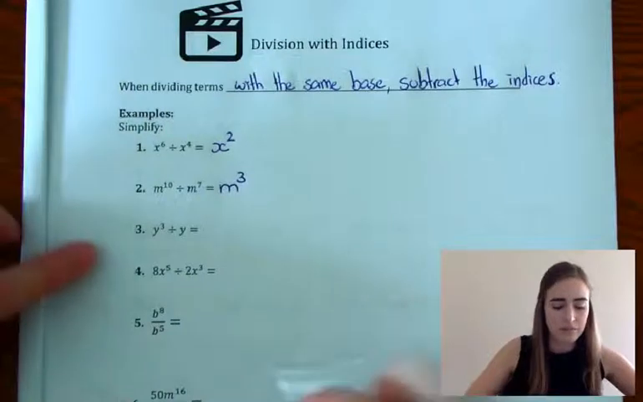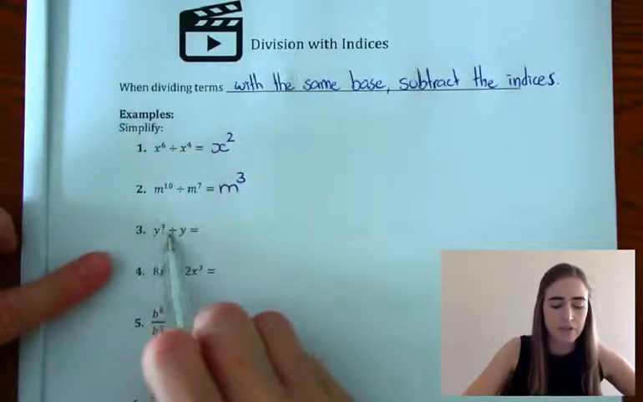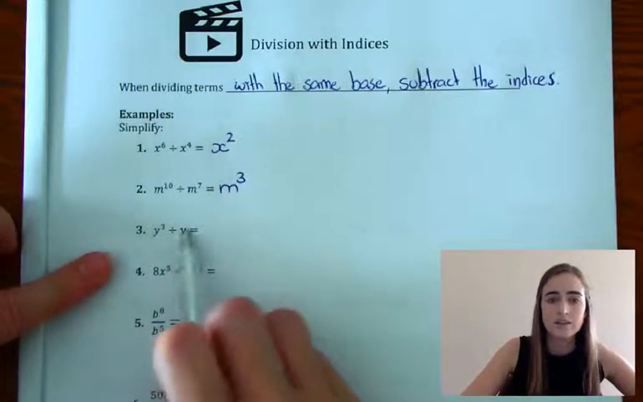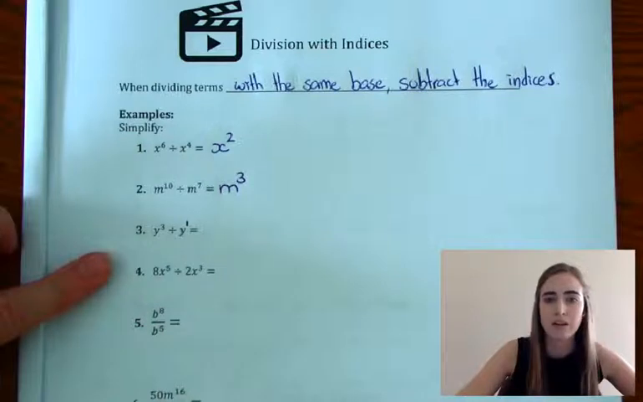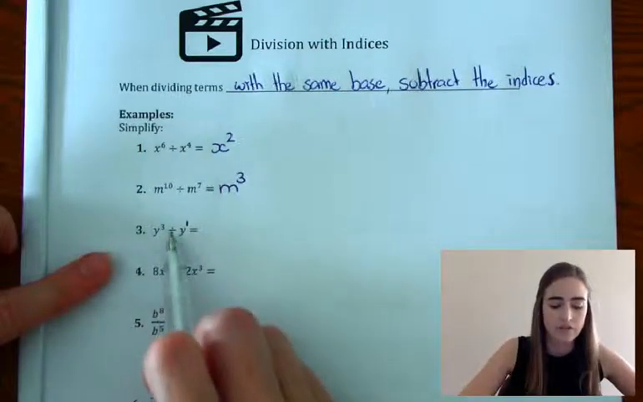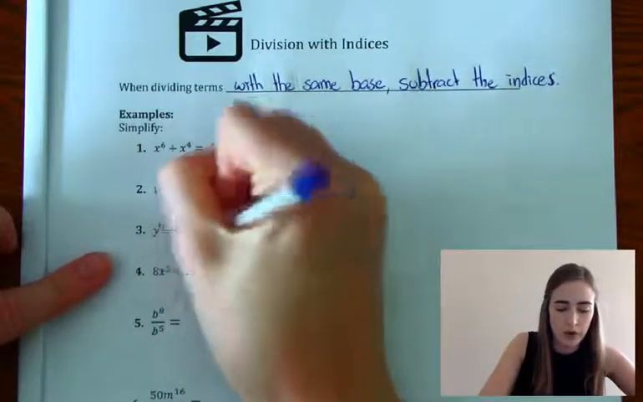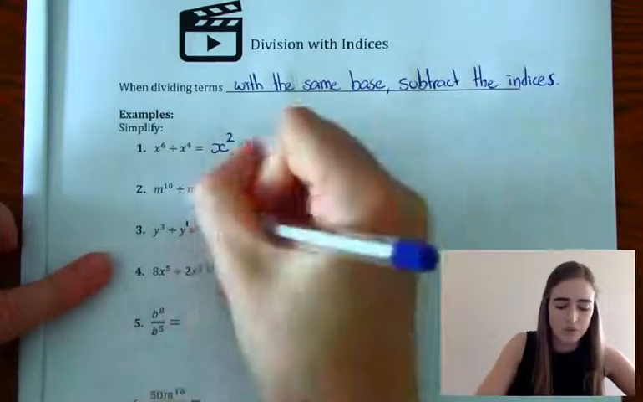All right, example 3, we've got y to the power of 3 divided by y. Now this is one of those times when we've got a letter on its own, that's the same as writing that letter to the power of 1. So y cubed divided by y to the power of 1 will give us y, and then 3 minus 1 will give us 2.